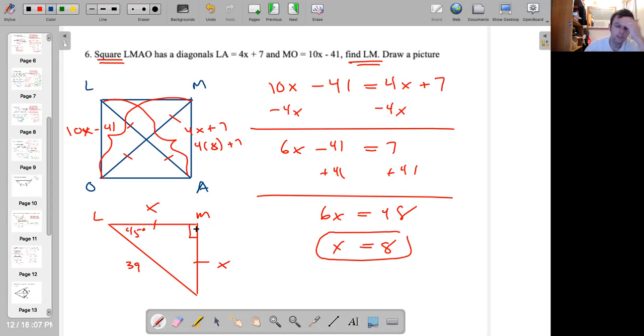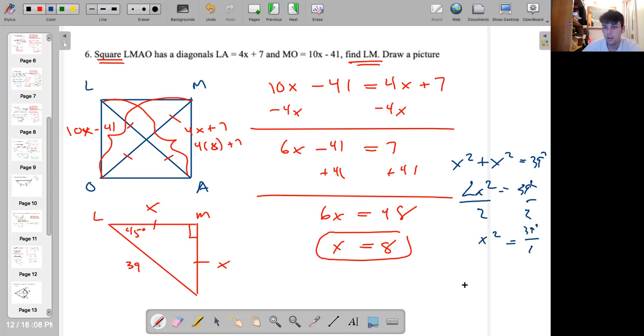Now, if you want to know the answer, right, we could set up a Pythagorean theorem. It would be x squared plus x squared equals 39 squared. 2x squared equals 39 squared. Divide by 2. We get x squared equals 39 squared over 2. And when we take the square root, we get 39 over the square root of 2, which needs to be rationalized, which is 39 root 2 over 2.